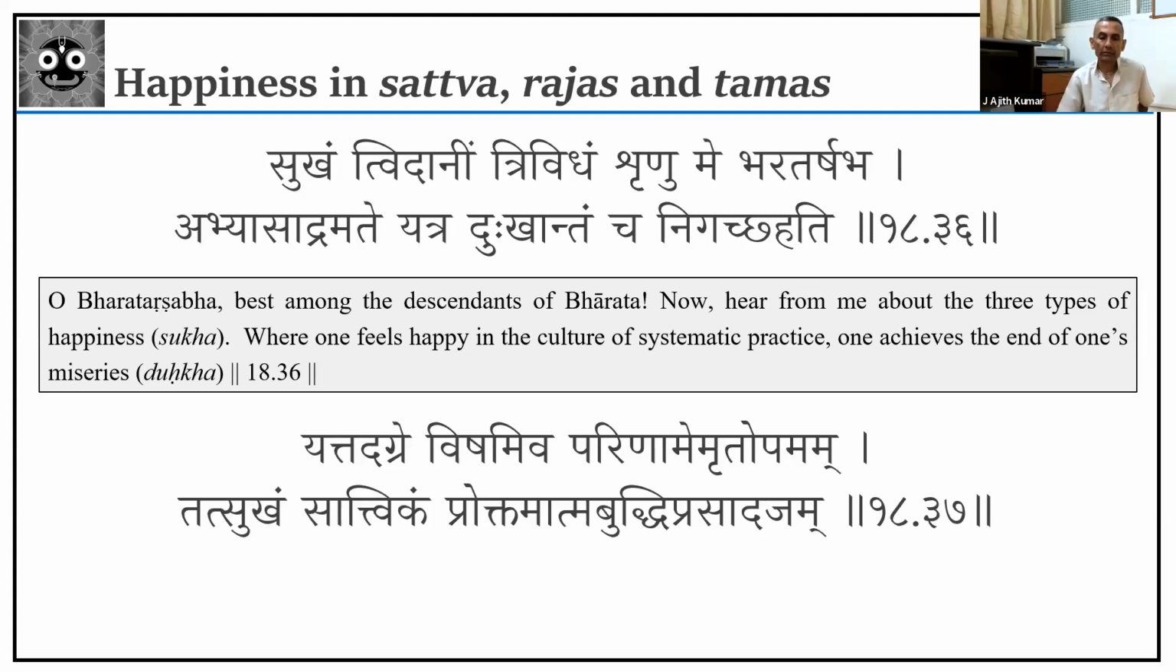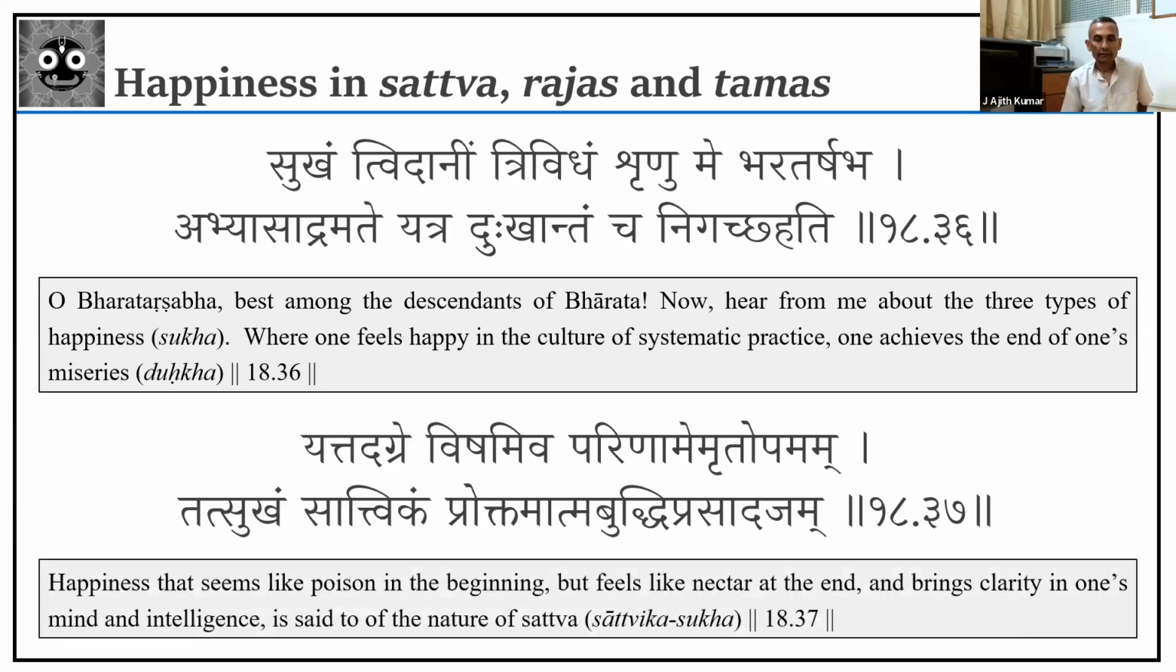And it says atma buddhi prasadajam. This is actually favorable to atma buddhi, the knowledge of the atma, knowledge of the self, and it's prasadaja. It actually delivers one from miseries. And he says that happiness that seems like poison in the beginning but feels like nectar at the end and brings clarity in one's mind and intelligence. Atma buddhi prasadajam, you can interpret that phrase like that also. Prasada is happiness or pleasure to one's mind and intelligence, is said to be of the nature of sattva. It's sattvika sukha.